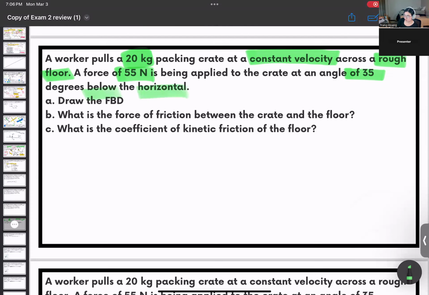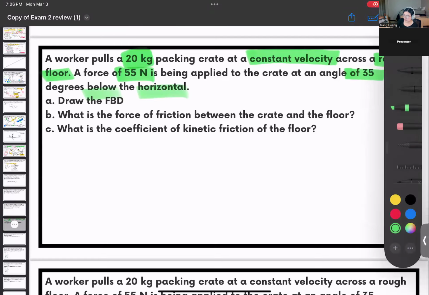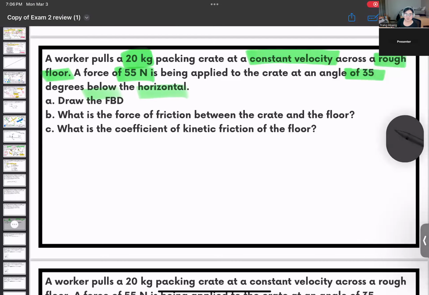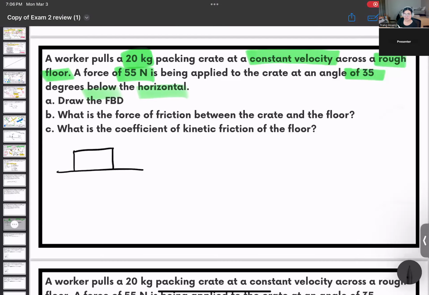First thing we need to do is draw the free body diagram. And how we do that, we gotta visualize the situation first. Just think about this. This is your crate. They say pulled, but it's being applied. And so 35 degrees below the horizontal. Okay, assume this is the horizontal.